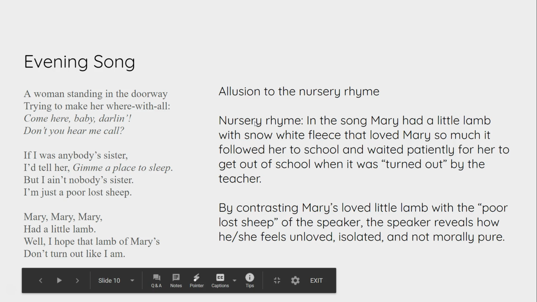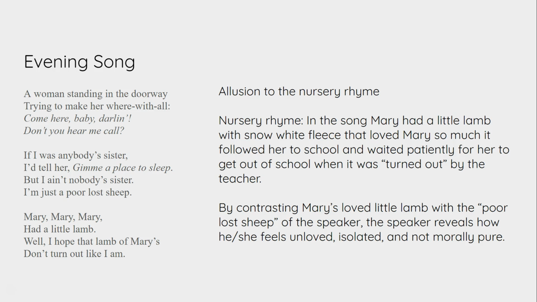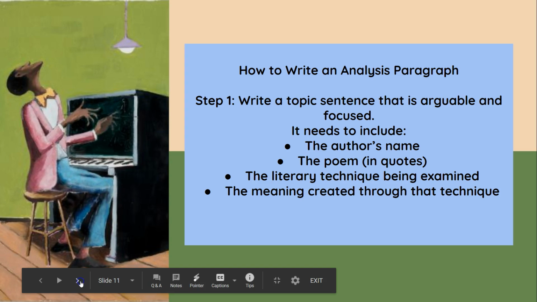You guys know this nursery rhyme. It goes in the song, Mary had a little lamb, it had snow white fleece, and it loved Mary so much it followed Mary to school and waited patiently for her to get out of school. But then the teacher turned it out, and so the lamb was waiting for Mary to end class. So by contrasting Mary's beloved little lamb with himself as a poor lost sheep, the speaker reveals how he or she feels unloved, isolated, and perhaps not even morally pure.